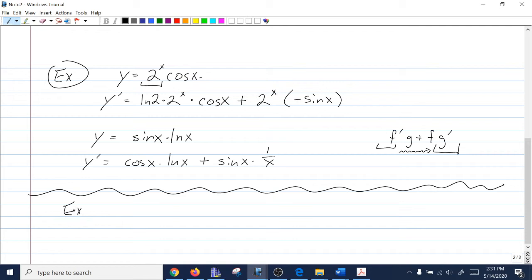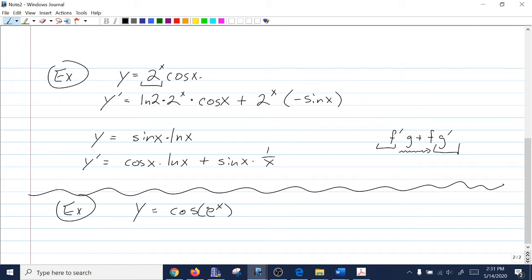Here's an example. If I hand you y equals cosine of e to the x, how do you take the derivative of that? Try that. Pause the video, or if you're watching live, I guess pause doesn't work if you're watching live. I'm tricking you by doing this in the middle of the product rule section.